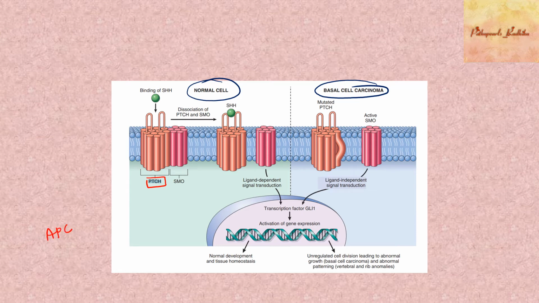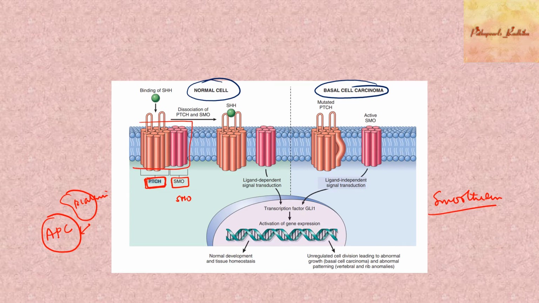When I was telling about the APC gene, I told APC usually forms a complex with beta catenin. Likewise, there are certain differences, but remember the concept is that they form a complex. Likewise, this PTCH gene usually forms a complex with another gene product called smoothened. Okay, that's called smoothened. When these two form a complex, the protein or the signal which is going to activate this complex is sonic hedgehog. Okay, so this is like a signal.